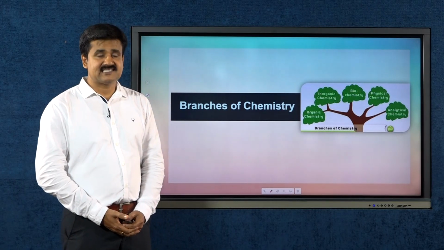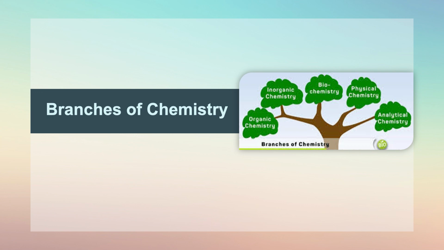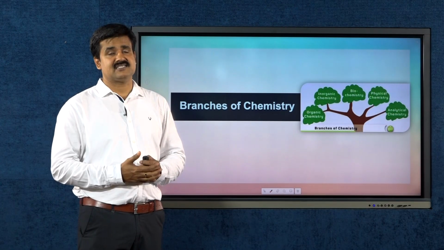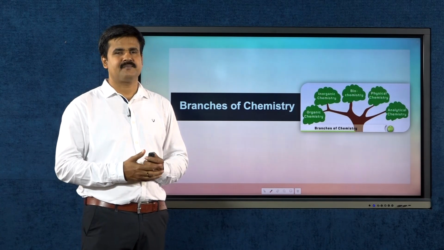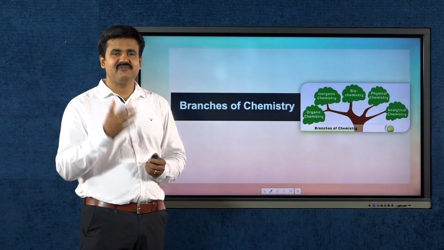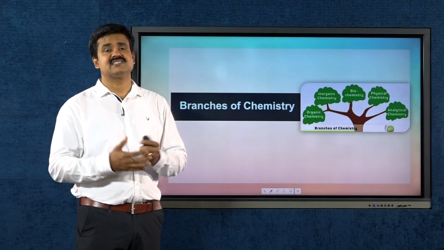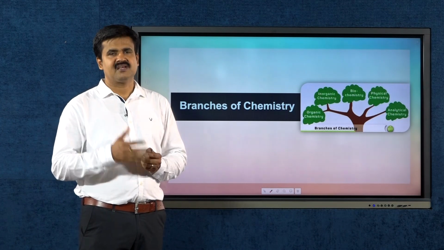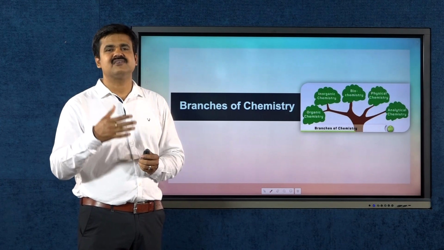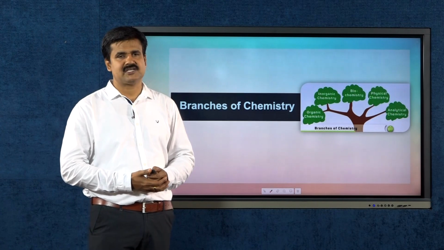We are discussing branches of chemistry. You know, the branch chemistry as such is a very big branch of science. Therefore, it is customary to divide the big branch chemistry into several branches. This is for the sake of scientific study in chemistry.